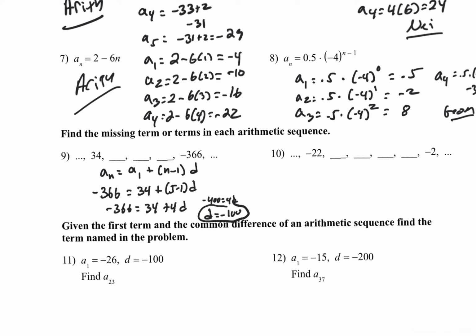So we're going to subtract 100 from everything. So 34 minus 100, that's negative 66, negative 166, and negative 266.